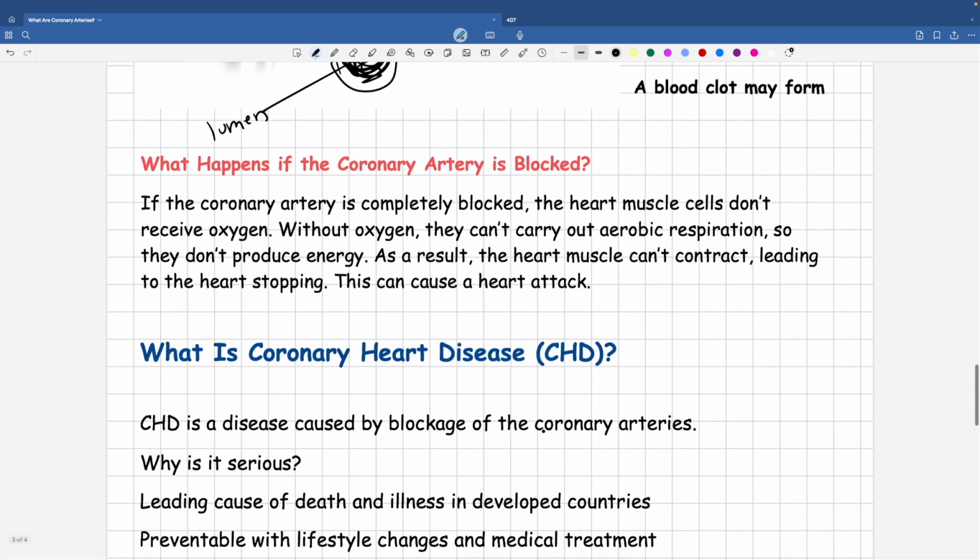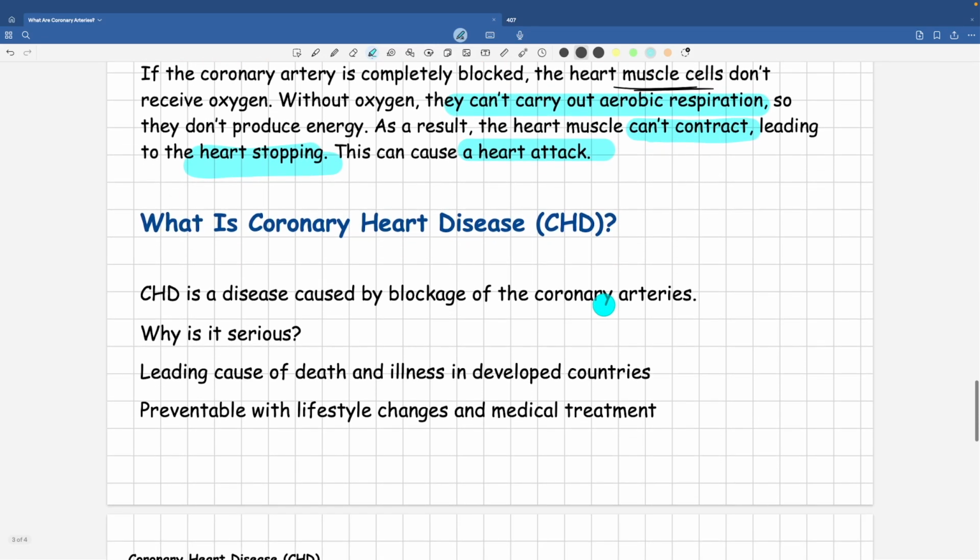What happens when the coronary artery is blocked, right? If the coronary artery is completely blocked, the heart muscle cells do not receive oxygen. What will happen if the heart muscle cells do not receive oxygen? They cannot carry out aerobic respiration. If they cannot carry out aerobic respiration, the heart muscle cannot contract, leading to the stopping of heart pumping, causing a heart attack. That is a very, very serious condition nowadays.